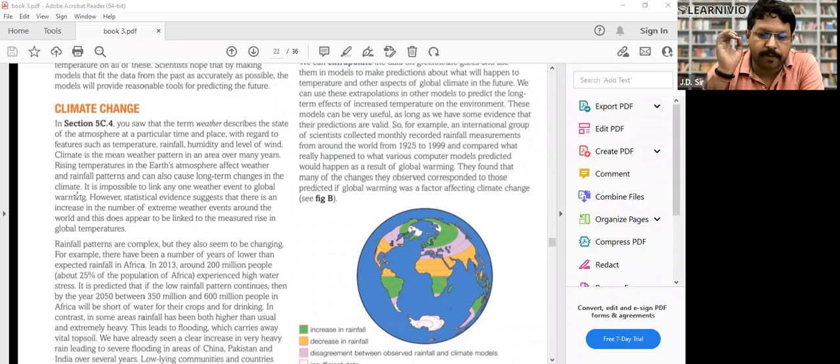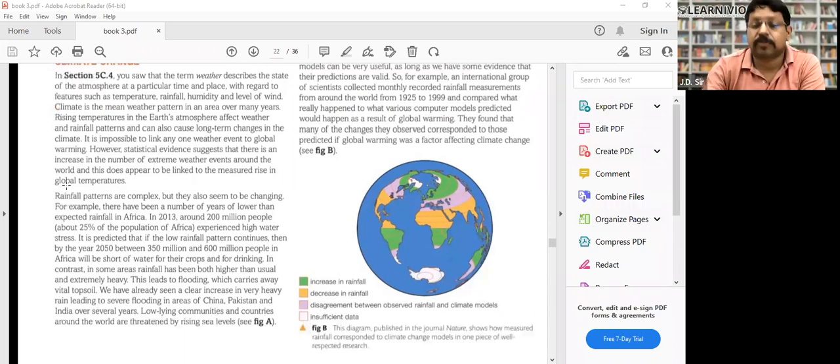That is quite possible because of global warming, right? Rainfall patterns are complex, but they seem to be changing. That is also rainfall pattern, right? In many areas, the amount of rainfall is decreasing. So what is that? That is global warming. That will lead to drought. That is also an impact of global warming.